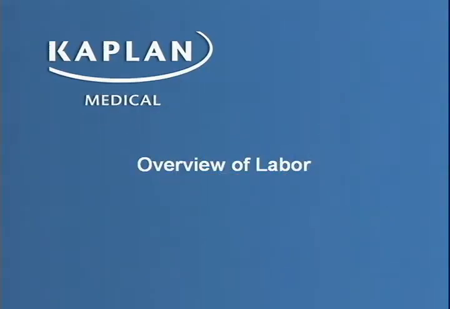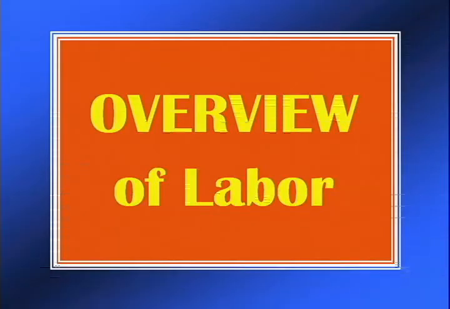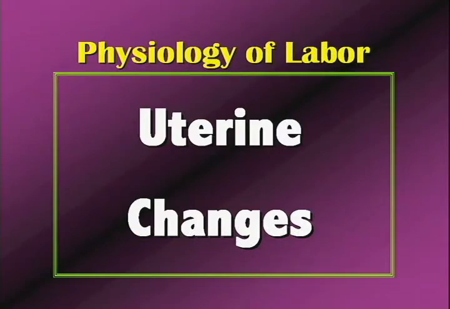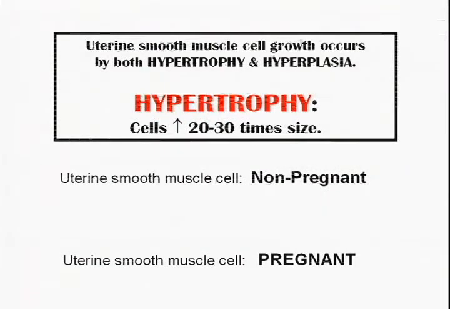All right, this next chapter is chapter 14, Normal and Abnormal Labor. We're going to start with an overview of what labor is all about. I want to first talk about uterine changes. The uterus is largely smooth muscle, and during pregnancy, it increases in size tremendously.